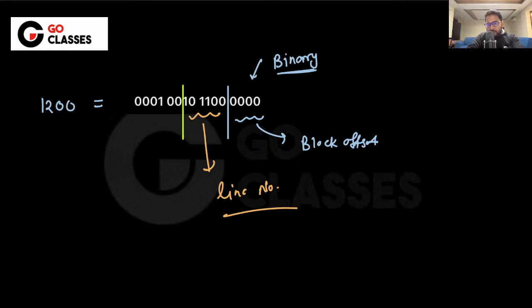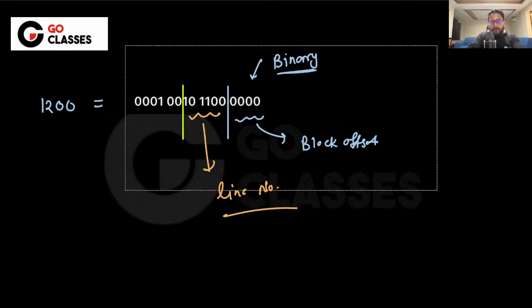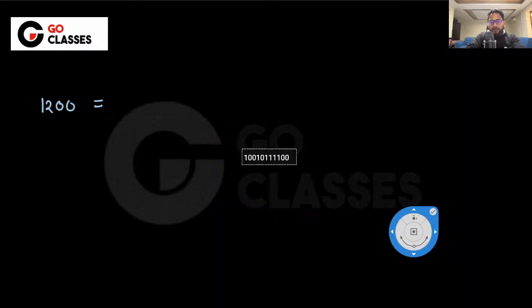Okay, so 10. Let me just copy paste it. Can you just divide it in groups of 4? Okay, I think the binary was wrong. I'm sorry about it. That's why this whole mess-up has happened. But I hope you understood the point.